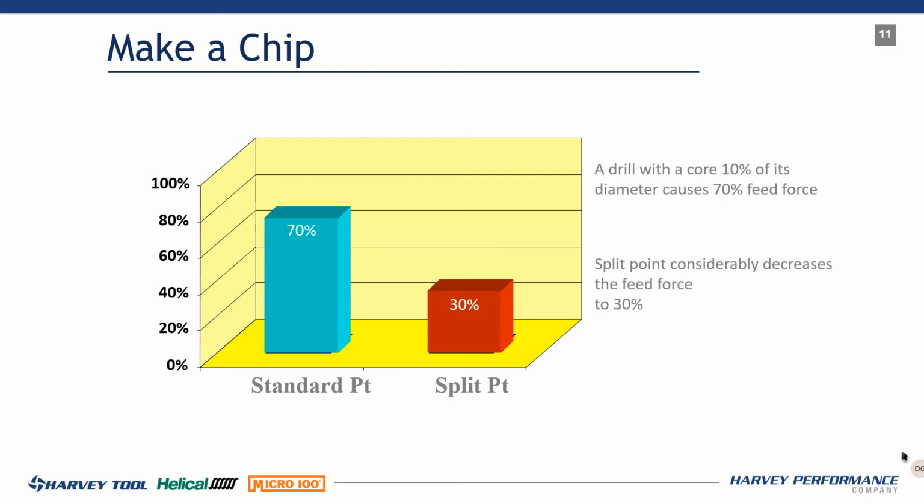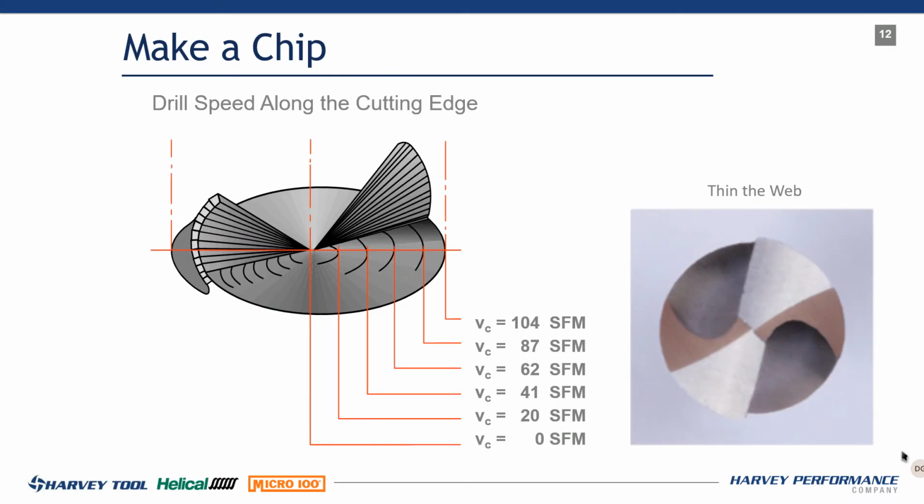On the next slide, if we take a look at that, we can actually look at the picture on the right-hand side. This is a split drill. This is pretty much everything you're going to see on a Harvey Performance drill. Some of the drills on the Micro 100 side are more of a straight chisel edge, but what we do is we split the end of the tool, and most manufacturers will split the end of the tool. This creates a lot of things going on for the drill.